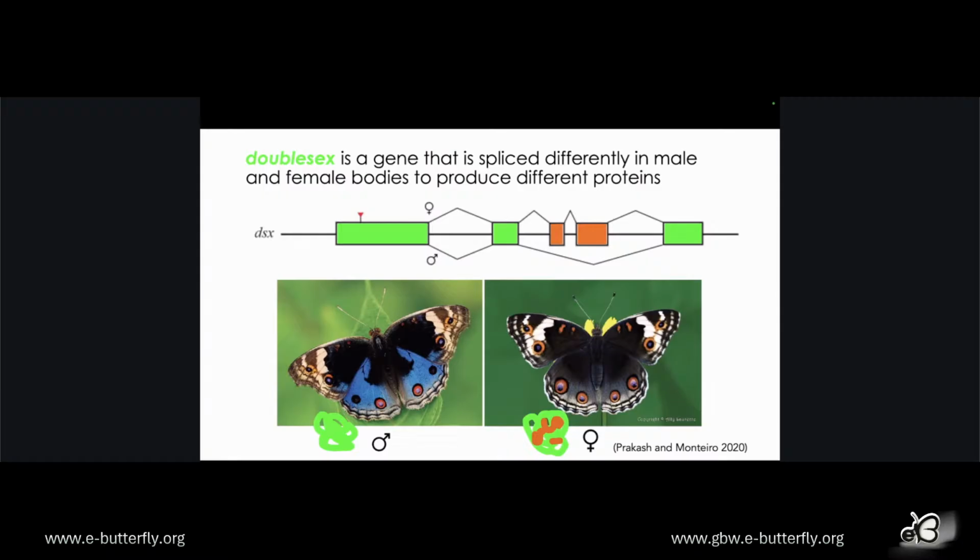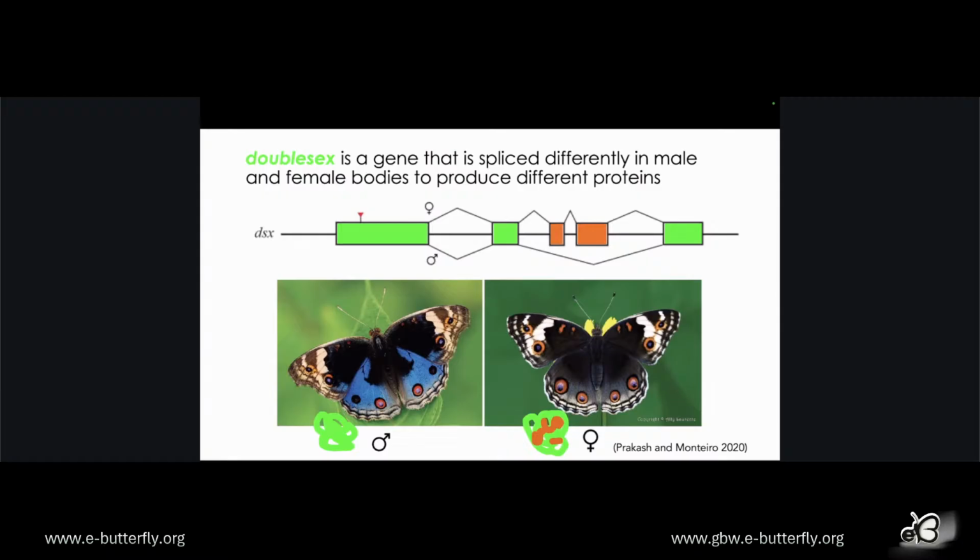And the idea here is that in the sex determination pathway, there's multiple genes that are used to differentiate sex, to differentiate the gonads of the butterflies and so forth. And one of these genes is called doublesex. So doublesex is spliced differently in the bodies of males and females.